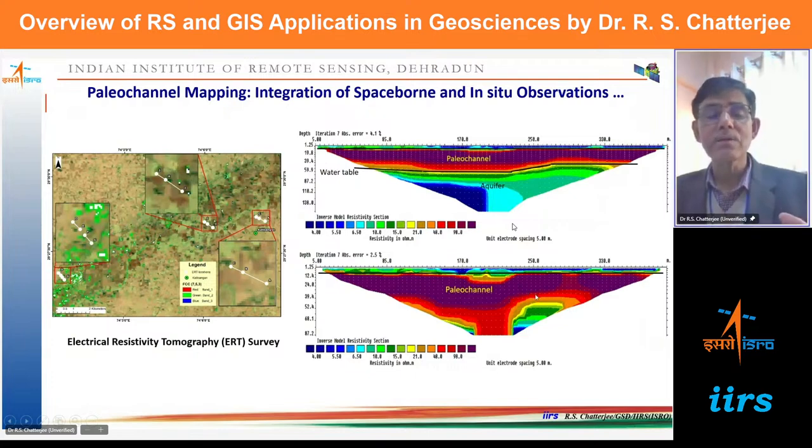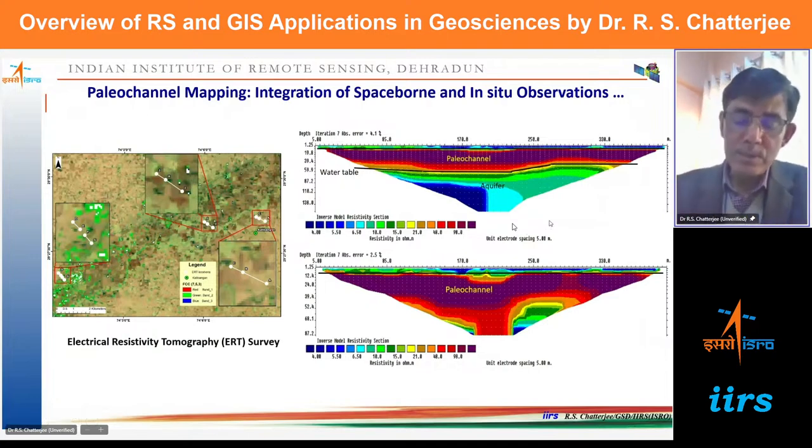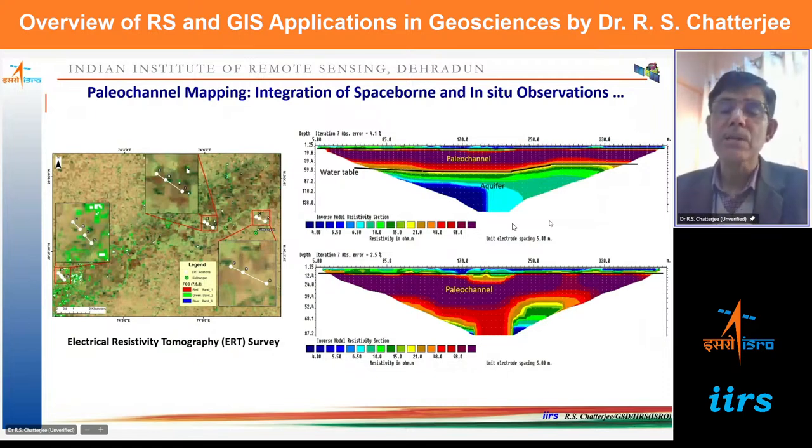So remote sensing, optical, then thermal, then microwave, then geophysical, like electrical resistivity tomography or ground penetrating radar. So this is how we should have integration of that. Then we'll be able to identify the location of the paleochannel, and then there are different studies you can do about the previous paleochannel behavior, about the discharge at that time, what the active tectonics were, if there was any. So all kinds of study you can do.